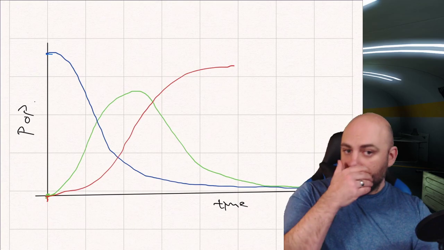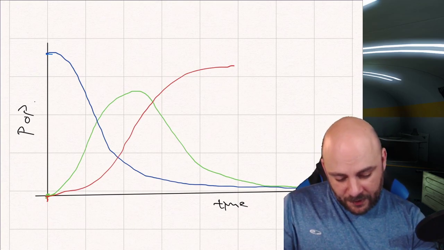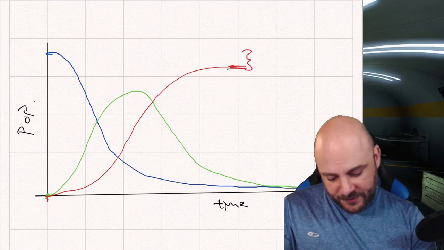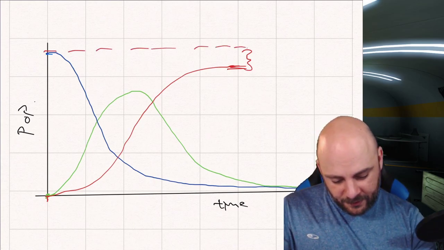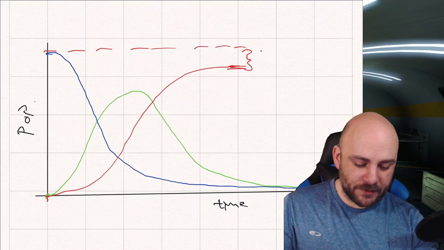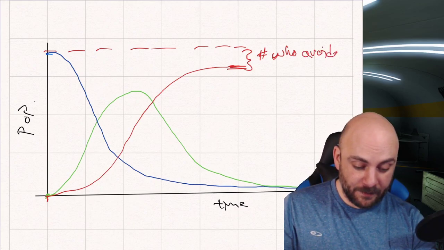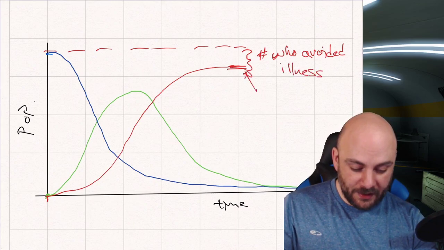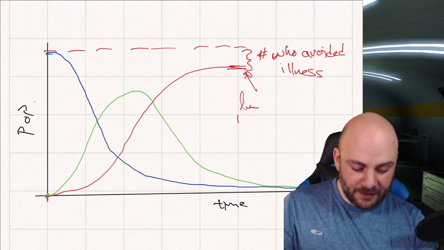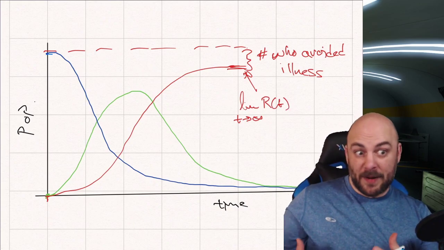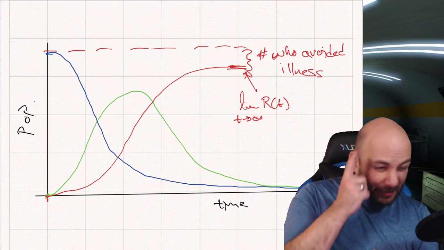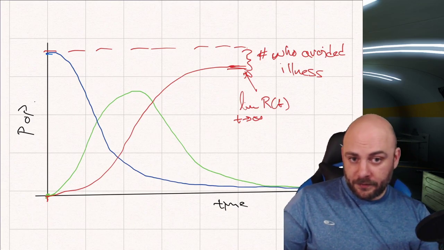Okay, now, different analyses can be done here. As this flattens off right here, this difference between where S started and where R ends, these are how many folks avoided illness. This value right here, which we can think of as the limit as t goes to infinity of R of t, that's known as your final epidemic size. That's how many people got sick, which should be equivalent, if we think hard, to the area under the green curve.